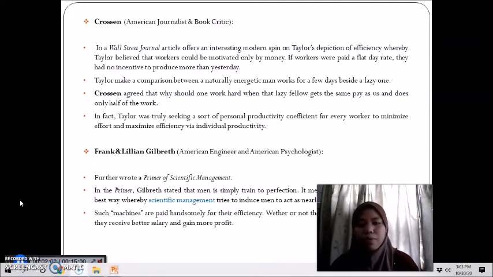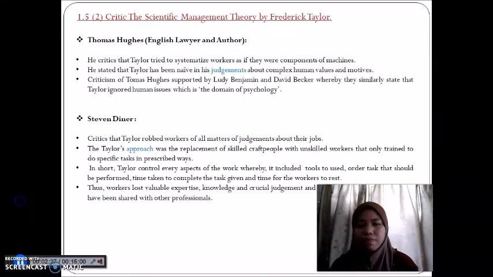Next is Frank and Lillian Gilbreth. Gilbreth further wrote a primer of scientific management. In the primer, Gilbreth stated that one is simply trained to perfection. It means doing the work in the one best way, whereby scientific management tries to induce men to act as nearly like machines as possible. Such machines are paid handsomely for their efficiency. Whether or not the men may be called machines, they receive better salary and gain more profit.